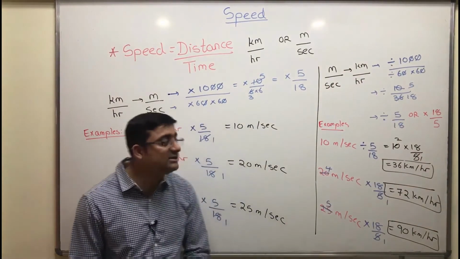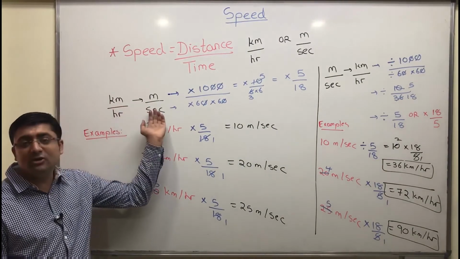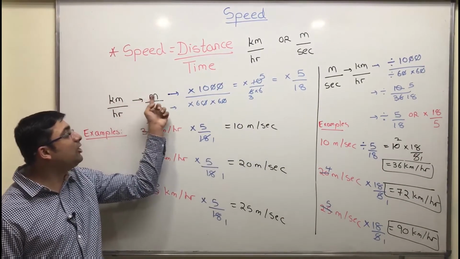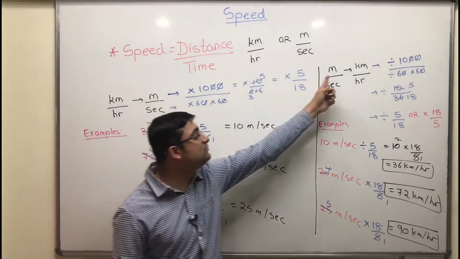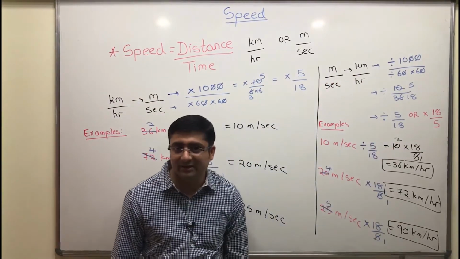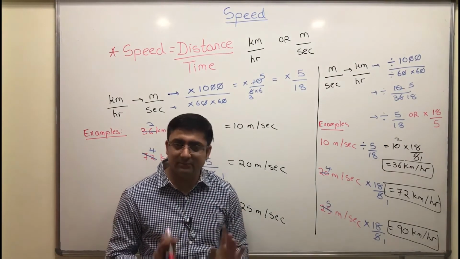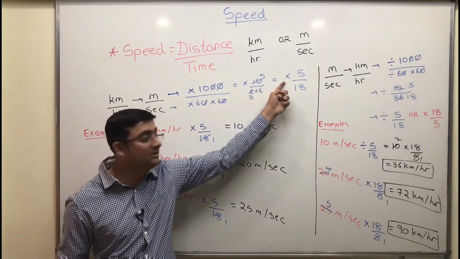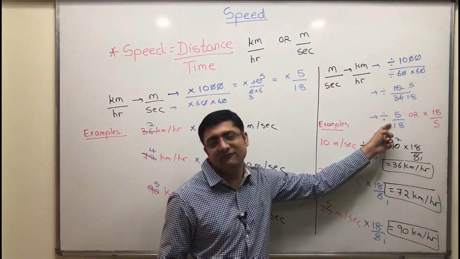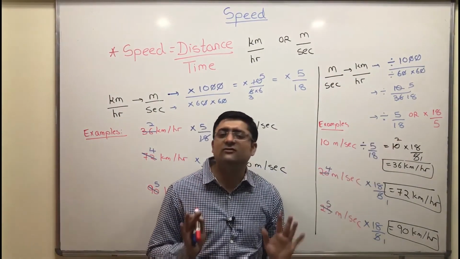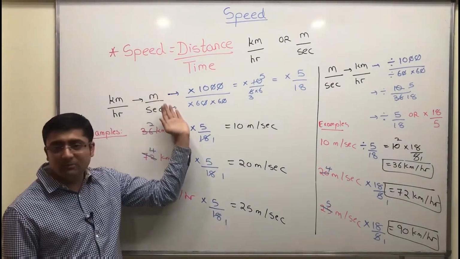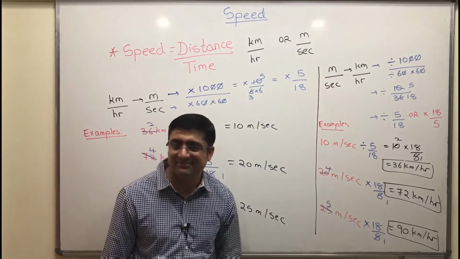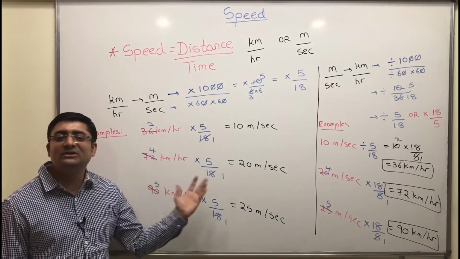Another way of remembering this is, like I told you, when we go from big to small, we multiply; small to big, we divide. So big to small, into 5 by 18; small to big, divided by 5 by 18. So there are multiple ways you can remember. This is the easiest way. I repeat, big to small into 5 by 18, small to big divided by 5 by 18. Is this clear? But in general, please remember kilometer per hour to meter per second, into 5 by 18; meter per second to kilometer per hour, into 18 by 5. So this is how you convert between these two units of speed.